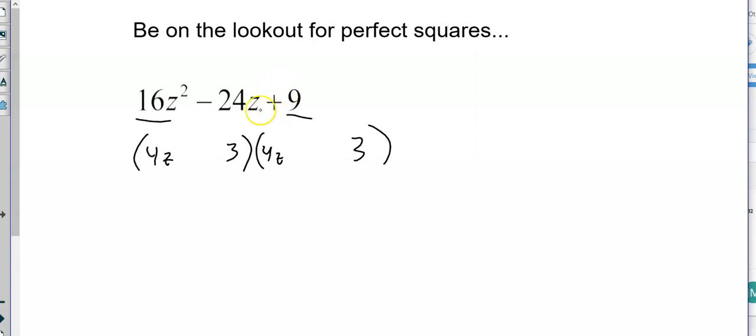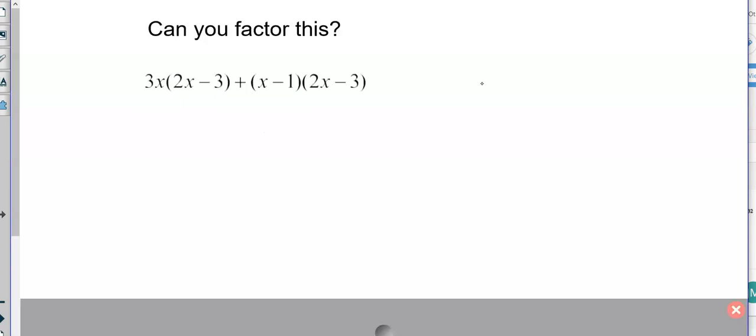This is multiply to make a positive, add to make a negative, so these are both minus signs. Let's just check it. Negative 12z, minus 12z, that works. You got it. It's just going to serve you well if you're on the lookout for perfect squares. If it starts and ends with a perfect square, always test the square root of that number first when you're factoring. It just kind of helps out.